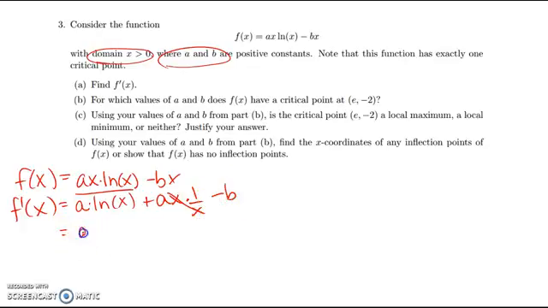So this becomes a ln of x plus a minus b, which equals a times ln of x plus 1, minus b. Now, if I want the critical point, I set this equal to 0, right?